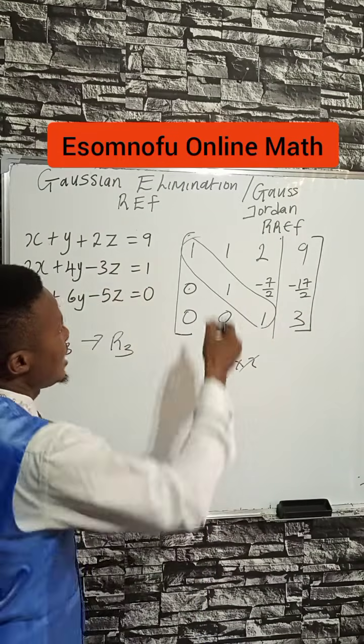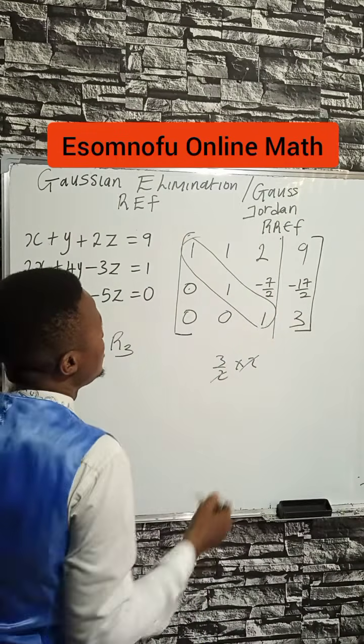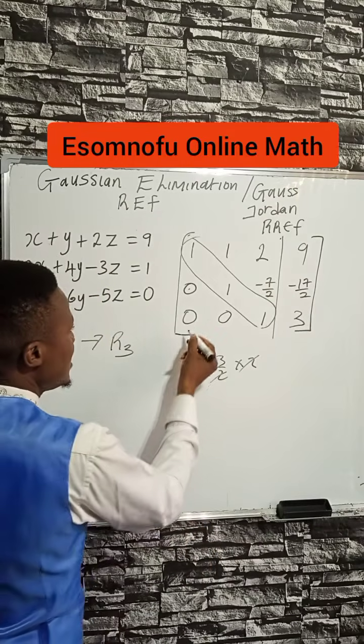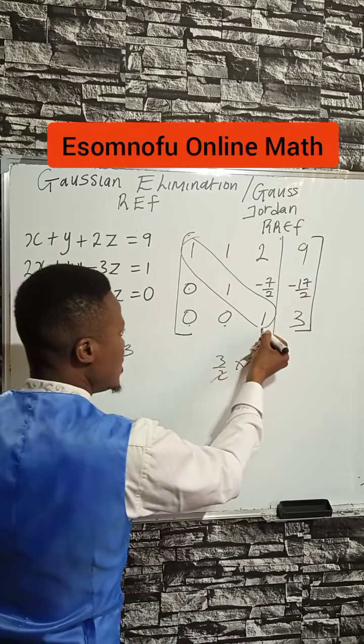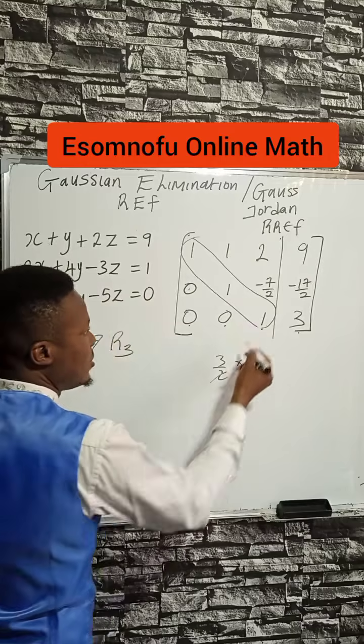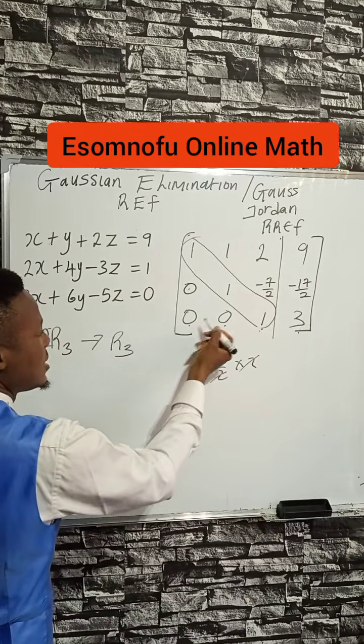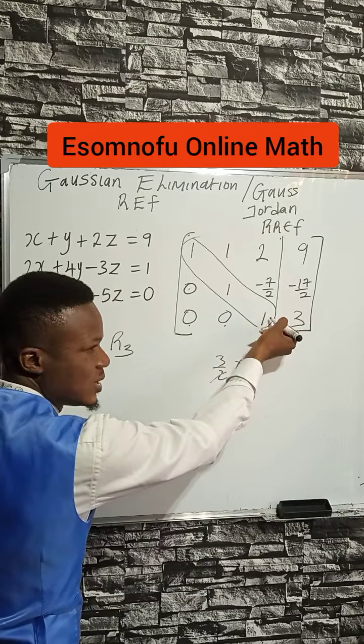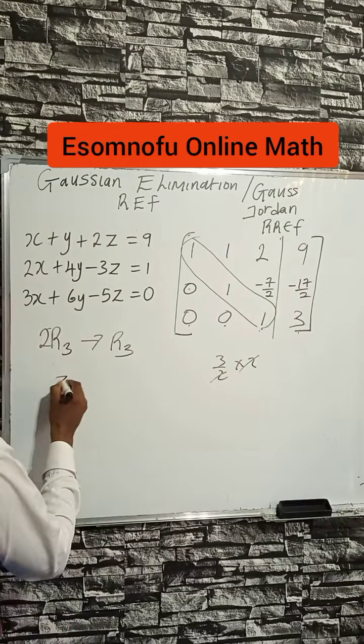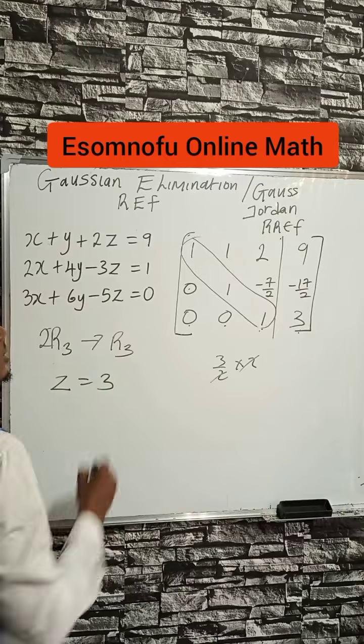So we achieved it because everything here is now 1, which means this is the same thing as saying 0x plus 0y plus 1z is equal to 3. Therefore, z is 3, because 0x, 0y, 1z is just z. So you write z is equal to 3.